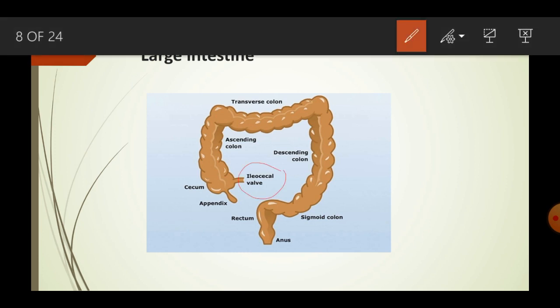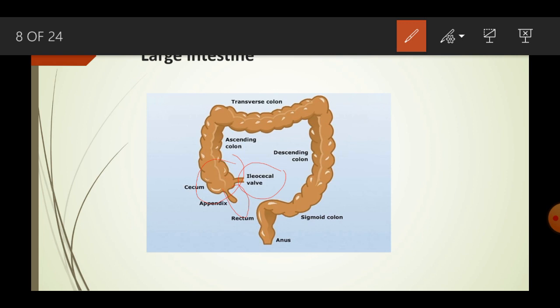The large intestine is divided into the cecum, colon, rectum, and finally the anus. Cecum is a blind sac which hosts some symbiotic microorganisms. It also contains a narrow finger-like tubular projection which is vestigial, and it's known as the vermiform appendix.